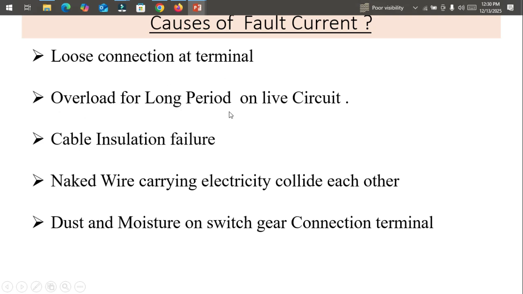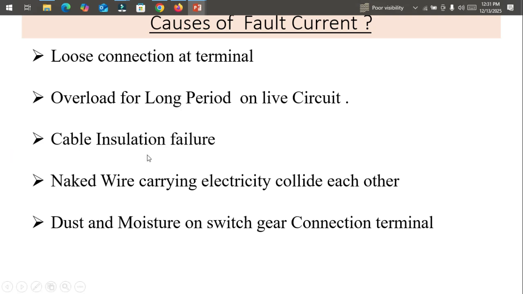Another one is overload for a long period on a live circuit. If the capacity of the circuit is around 200 ampere, and we apply a load of more than 200 ampere, let's say 300 amperes, then that circuit will be overloaded. If we keep it for long, over an hour, 2 hours, 3 hours, then definitely it will burst or burn, and hence a fault will occur.